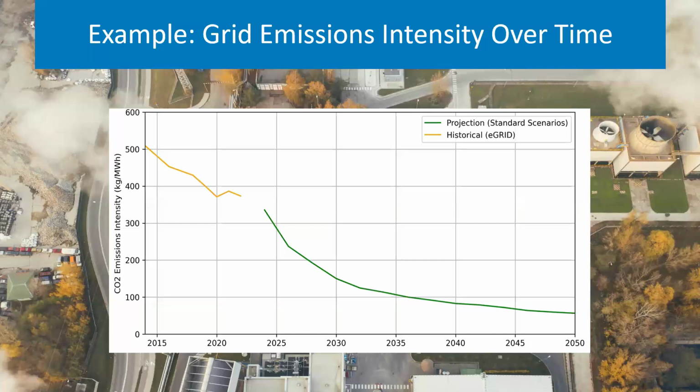For example, this is just one metric. There's many different things that are changing, but what I have here is a plot showing the CO2 emissions intensity of the US electric grid, just national level CO2 intensity. In the orange here, you can see we have historical data reported from the government eGrid data source. And then in the green, we have NREL's projections of the CO2 emissions intensity of the bulk power sector.